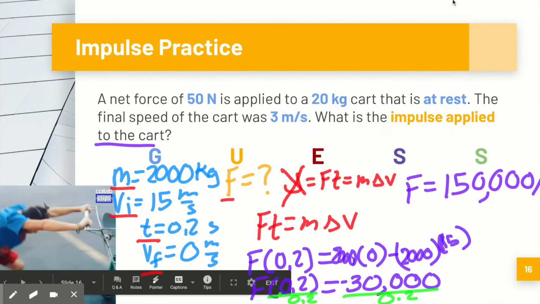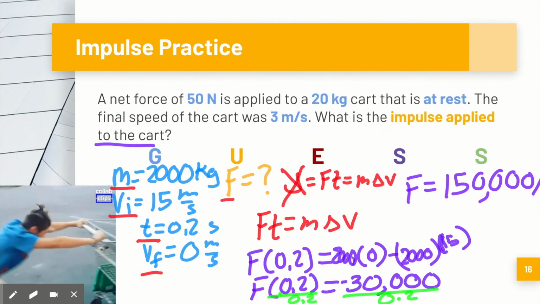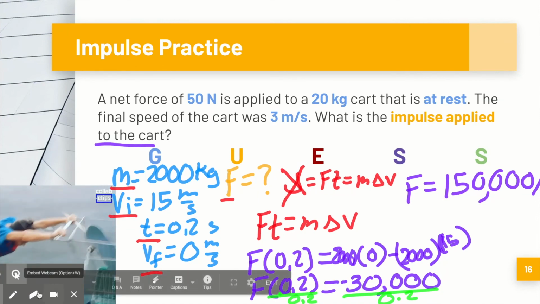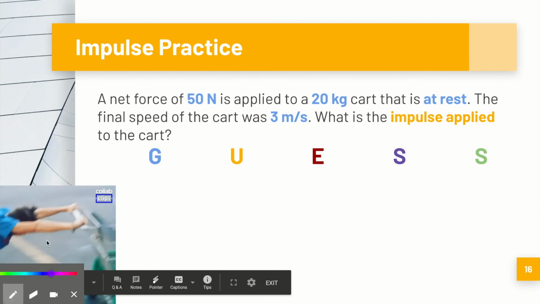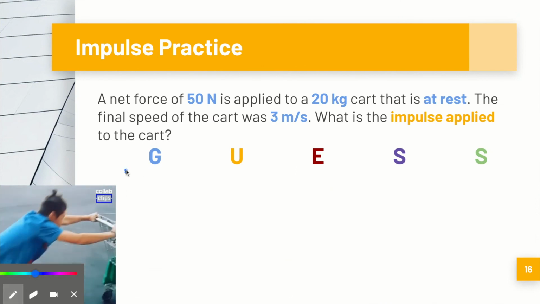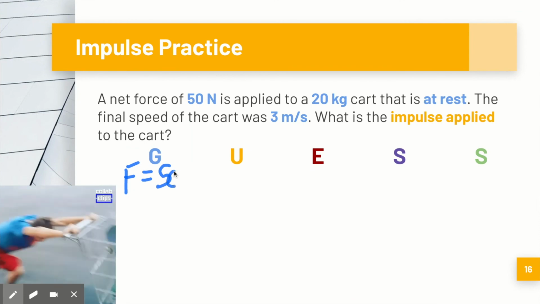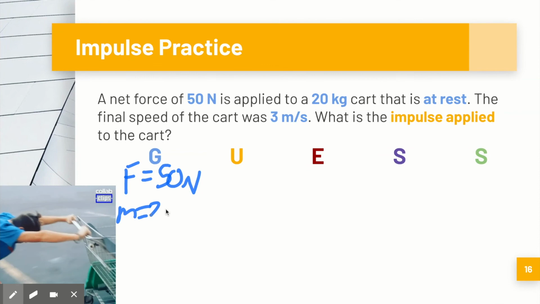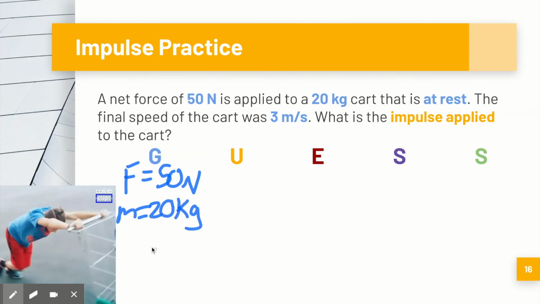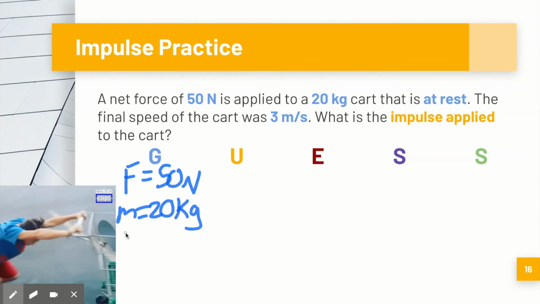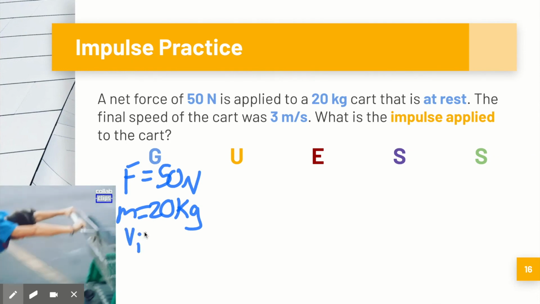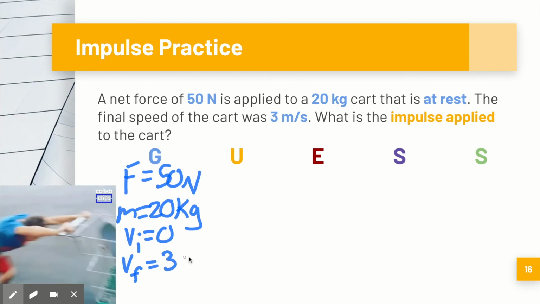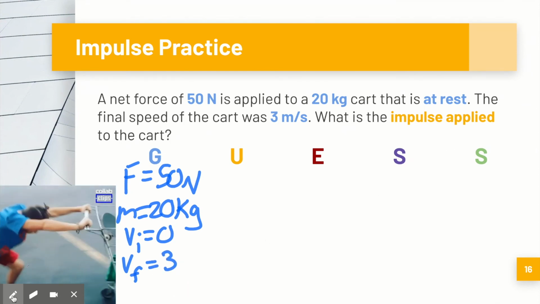So, we have one final question that I want to go over. Make sure that you pay attention to everything on the screen. So, a net force is applied. It has 50 newtons. And the mass is 20 kilograms. The cart is initially at rest, so that tells us our VI is 0. And then the final speed is VF. What is the impulse applied?